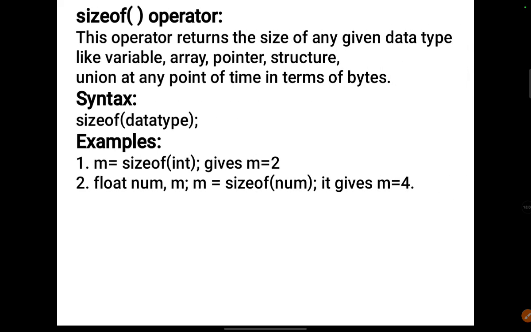Sizeof operator. This operator returns the size of a given data type like variable, array, pointer, structure, union at any point of time in terms of bytes. Syntax: sizeof(data type). Example, m is equals to sizeof(int). It gives m is equals to 2. Float num, m is equals to sizeof(num). It gives m is equals to 4.